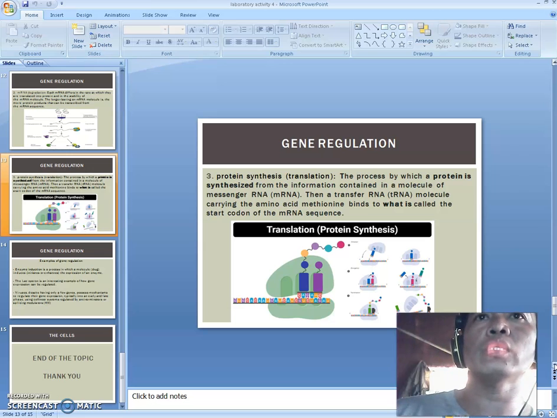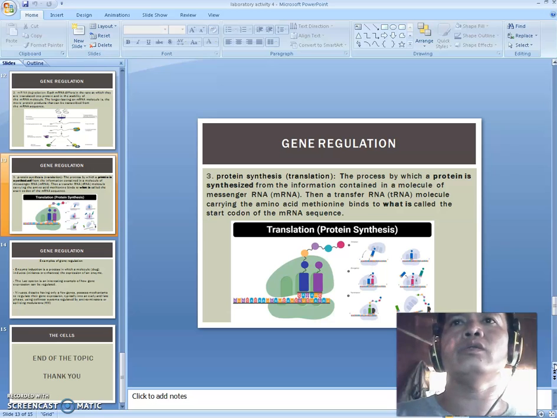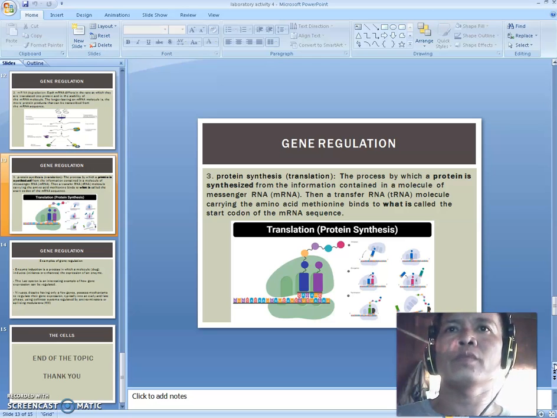Number three is protein synthesis. The translation process is involved here, by which a protein is synthesized from the information contained in a molecule of messenger RNA. Then a transfer RNA, tRNA, the molecule carrying the amino acid methionine, binds to what is called the start codon of the mRNA sequence.